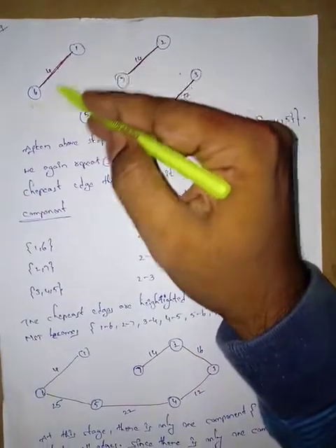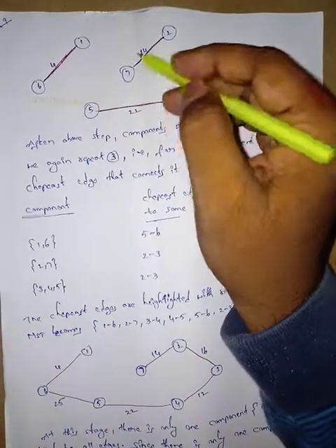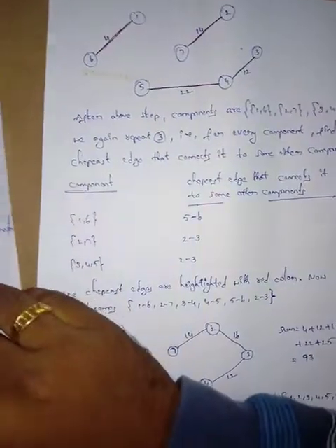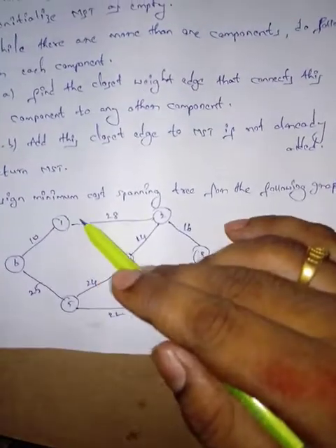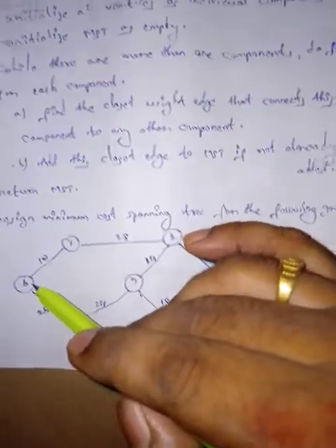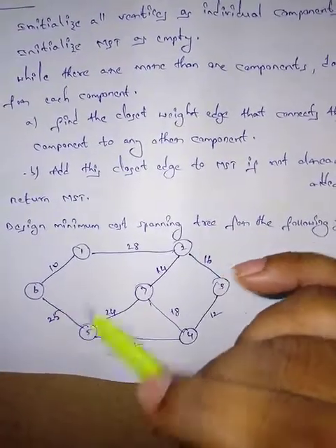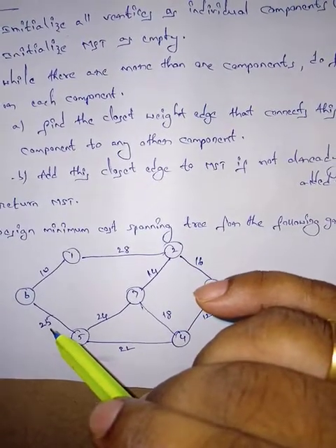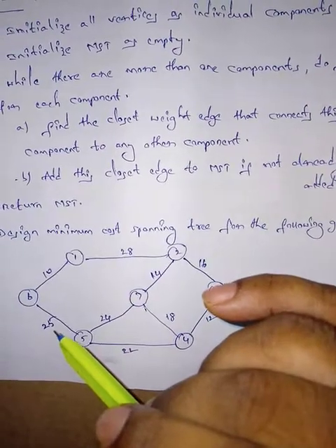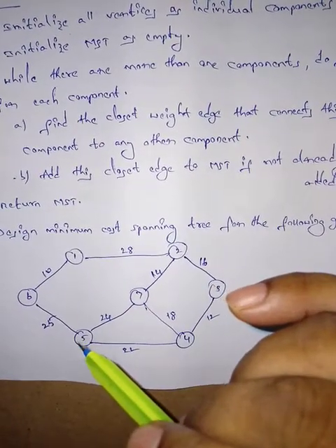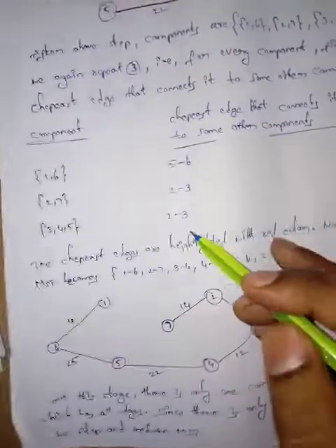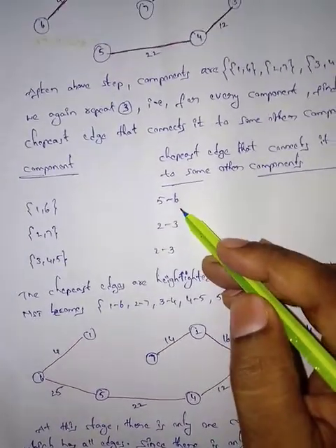For these components I have to find the cheapest edge that connects to some other component. From this component connecting to the other components, we have 2 edges: 1 to 2 and 6 to 5. Out of these 2 edges, this is the minimum cost, so I selected this one. The source is 5 and the destination is 6, 5 to 6.